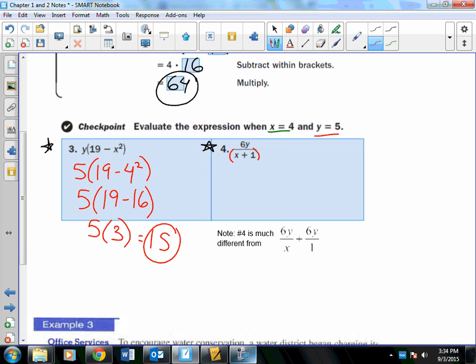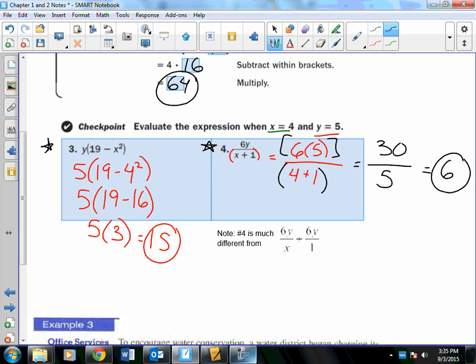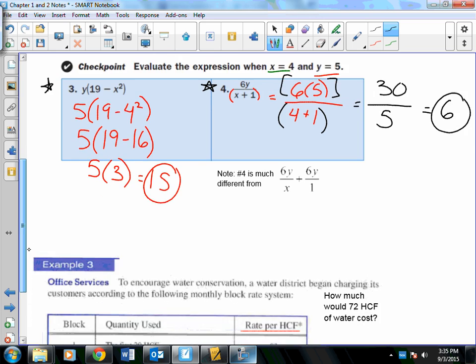Second one, I substitute in, and I get 6 times 5 up top. On bottom, I get 4 plus 1. And there's this implied grouping right here, up on top and on bottom. Says we need to simplify those first. Up top, I get 30. On bottom, I get 5. 30 divided by 5 is 6. Cool. Sounds good.